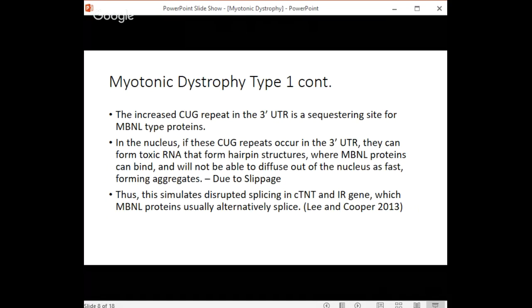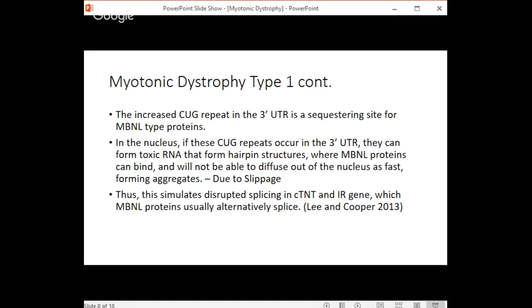So the increased CUG repeats in these 3' UTRs are definitely a sequestering site for this MBNL type protein. MBNL is a type of protein that is usually involved in alternative splicing of different proteins. Although when we have this disease, it definitely gets sequestered in the CUG repeat. So it's almost like an inhibitor, because it takes it away from its normal activity and brings it to the CUG repeat in the DMPK gene.